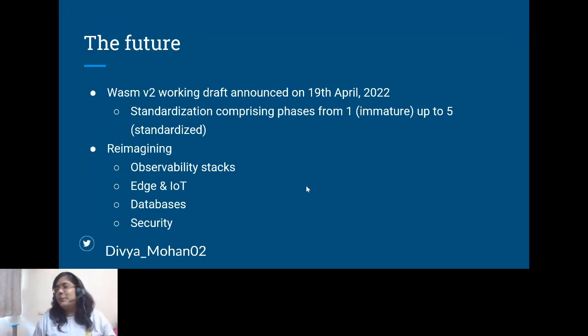Last but not the least, I think this was one of the last slides that I made, because the version 2 public working draft was just introduced last week. And this doesn't mean anything, to be honest, because it's not like version 2 has been released officially. It's just the public working draft, and it's subject to amendments, modifications, or even additions.